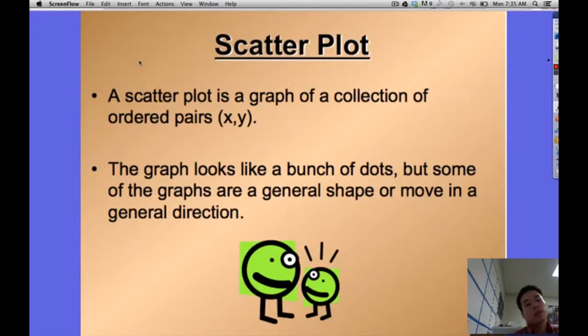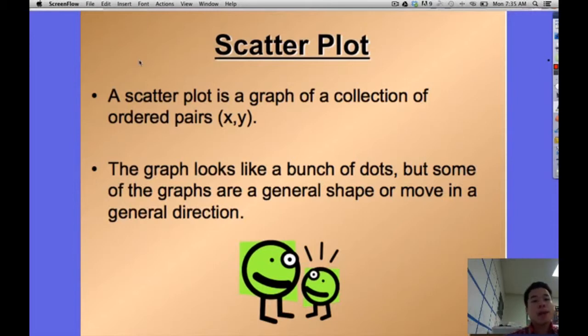Okay, guys, so we're going to start our scatter plot section, or what some call line of best fit or trend line. On the screen, you'll see a definition of a scatter plot. A scatter plot is a graph of a collection of ordered pairs (x, y). Over the next couple of slides, I'll go into something that happens a lot in scatter plots: trends. Trend is like it says, it's scattered.